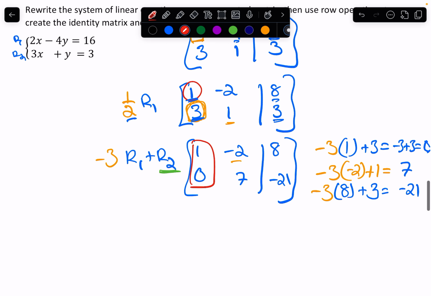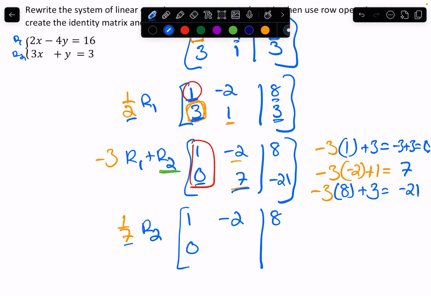Now, identity matrix, next step would be to change this one right here to a 1. So we're going to take the reciprocal of that 7, which is 1/7, and multiply that by our row 2. So our first row does not change again. We keep it as it is. Our second row, 1/7 times 0 is going to be a 0. 1/7 times 7 is going to be 1. And 1/7 times -21 is going to be -3.